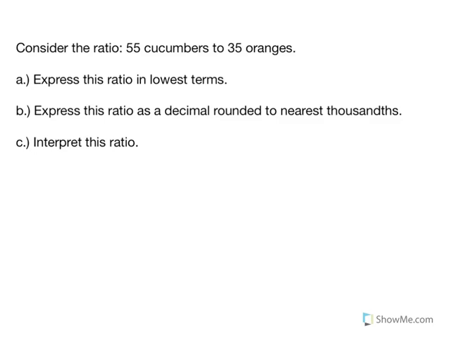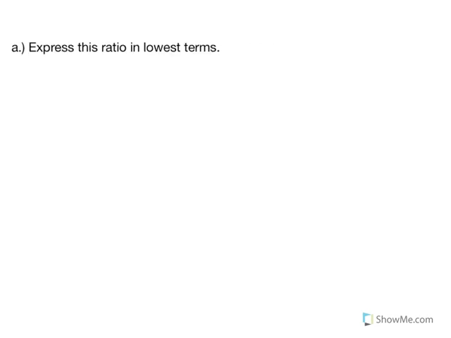Consider the ratio 55 cucumbers to 35 oranges. We're going to do three things. We're going to express this ratio in lowest terms. We're going to express this ratio as a decimal rounded to the nearest thousandth. And we're going to interpret the ratio. So let's start by expressing this ratio in lowest terms.